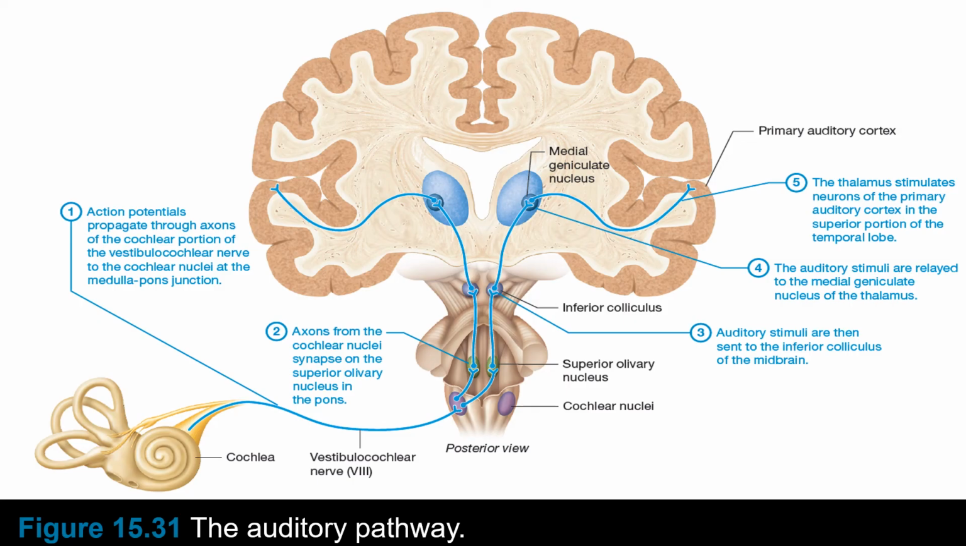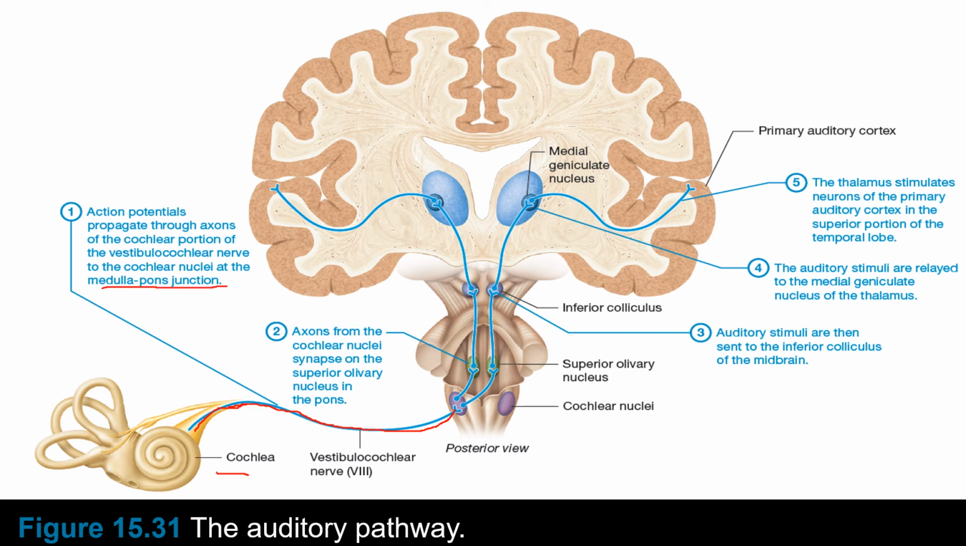So here we see that pathway starting at the cochlea. It vibrates the basilar membrane, creates an action potential, sending out through the cochlear nerve, and then once the cochlear nerve joins back up with the vestibular nerve, now it's the vestibulocochlear nerve, cranial nerve number 8, and then that travels to what? It travels to those cochlear nuclei. Okay, the cochlear nuclei are going to be in that medulla pons junction.